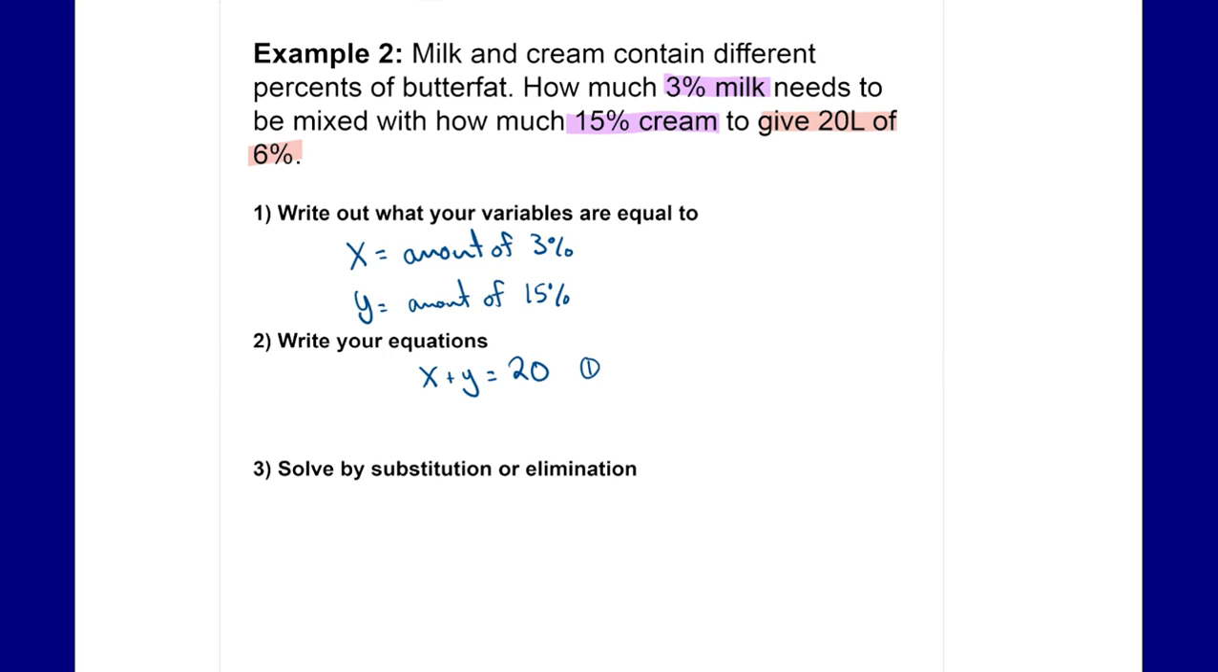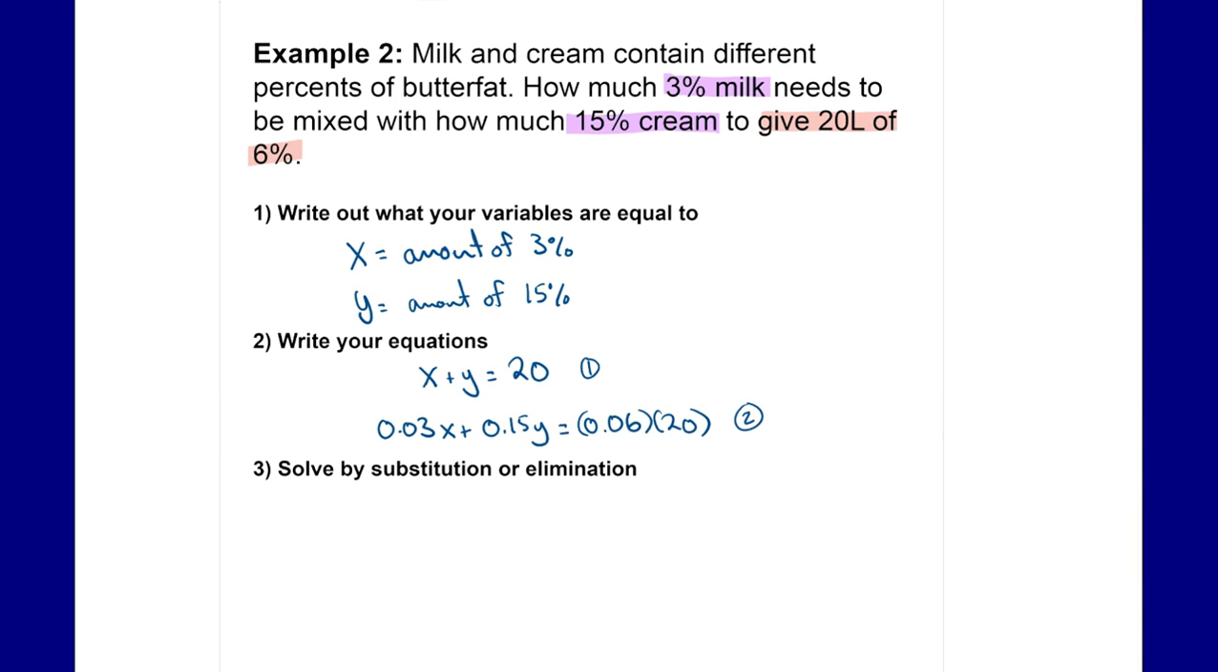The next is going to look at the percentages, or include the percentages. So we're going to have the percent of x, so 0.03 multiplied by x, don't need the brackets, 0.03x plus 0.15y is equal to 0.06 times 20. And that's equation 2.